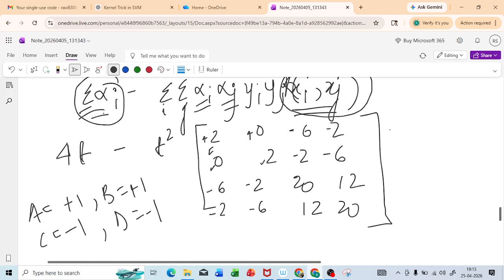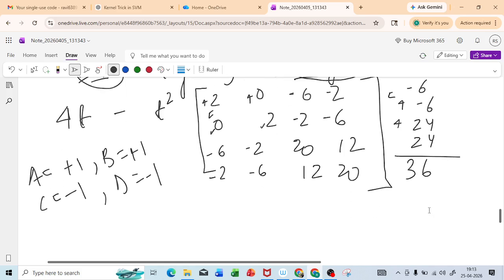So what eventually we have is, if you sum this up, minus 2, 2 minus, so this is minus 6, plus this row is minus 6, plus 12. So this is 24, minus 2 minus 6 is minus 8, 12 minus 8 is 4, this becomes 24, right? So if you sum this up, 48 minus 12, which is nothing but 36. So eventually we get the kernel term is nothing but 4t minus t square into 36, okay?